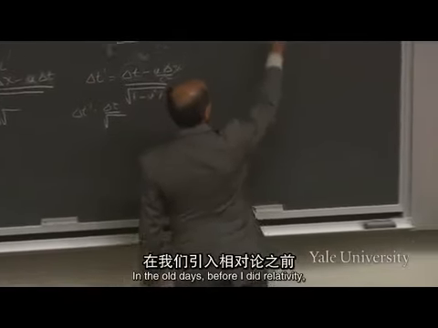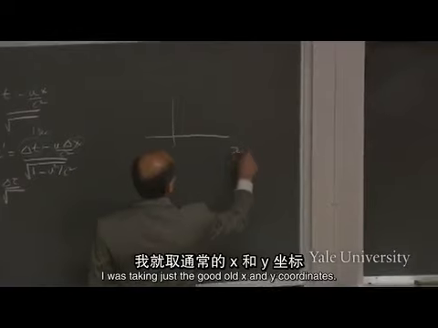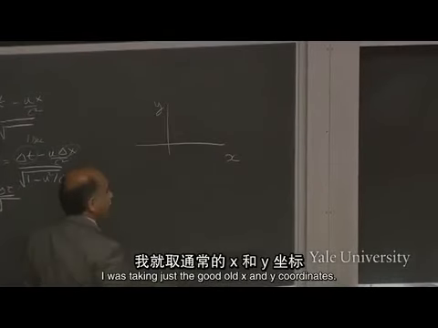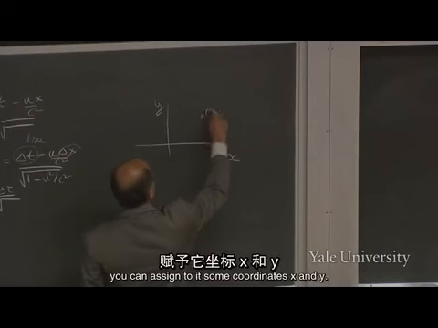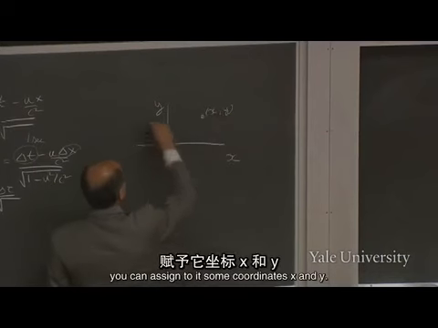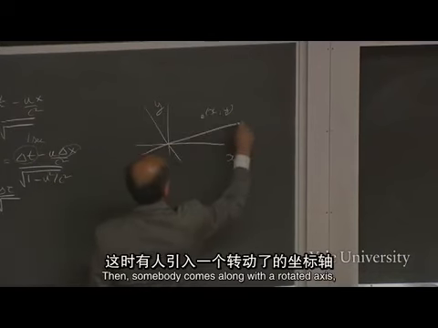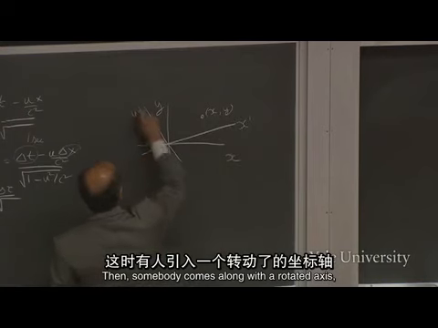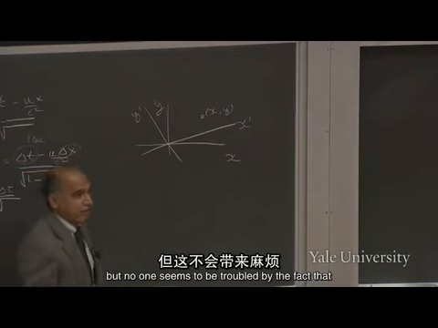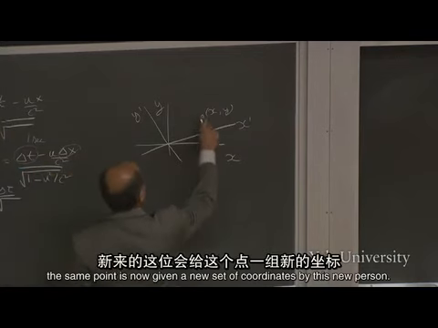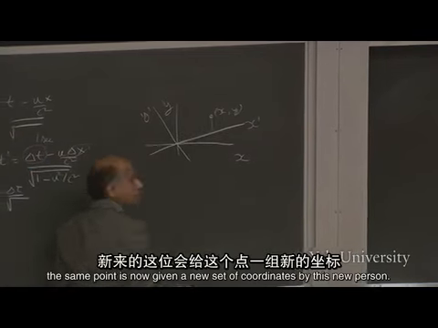In the old days, before I did relativity, I was taking just the good old x and y coordinates, and I said you can take a point, you can assign to it some coordinates x and y, then somebody comes along with a rotated axis, and no one seems to be troubled by the fact that the same point is now given a new set of coordinates by this new person.